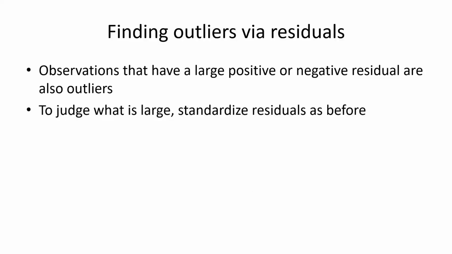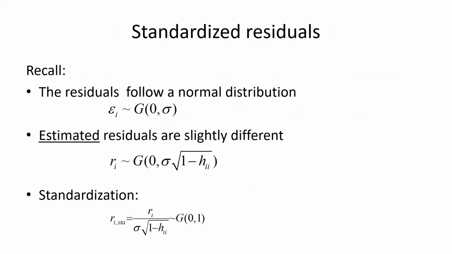The last diagnostic we will talk about is outliers. So these are the real outliers that have large residuals, right? Large in absolute value. To judge what is large, we need to standardize the residuals just as we have done before.